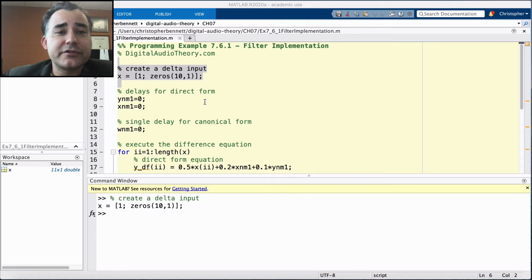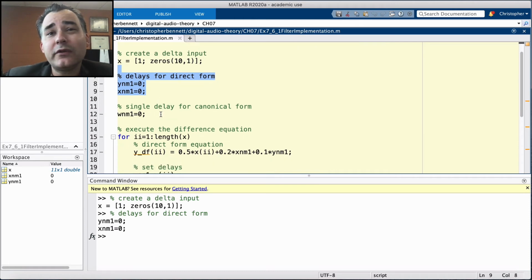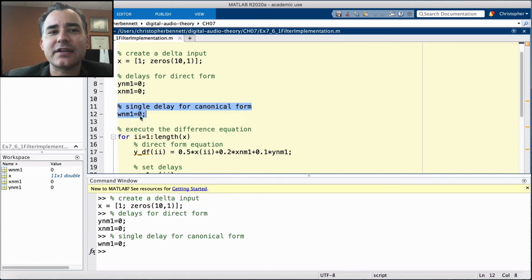In order to preserve these delayed copies of the input and output, we're going to create variables called XNM1 and YNM1. This is to hold the delayed X and the delayed output Y for the direct form. So these are going to hold X of N minus 1 and Y of N minus 1 respectively. And these are going to be initialized to 0. So that's what we have here. For canonical form, we only need one of these variables. We're going to call it WNM1 for W of n minus 1. And it's also going to be initialized to 0. So we're going to run both of these filters at the exact same time. Note that the character sequence NM1 is a mnemonic for n minus 1. And you could replace the 1 with 2, 3, 4, whatever the delay amount is. This is commonly used in DSP programming.